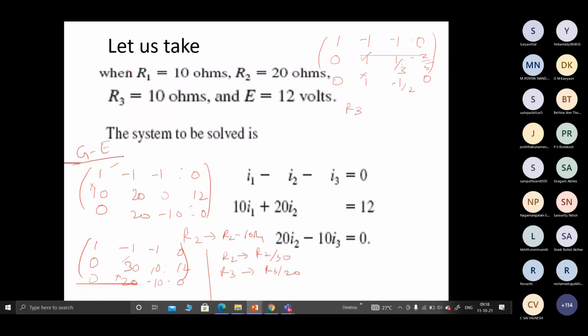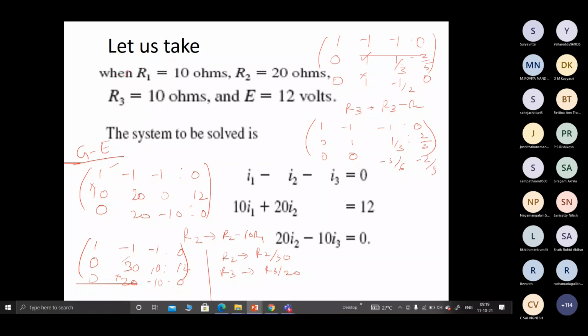So what is that? R3 equals R3 minus R2. 1, minus 1, minus 1, 0. 0, 1, 1 by 3. What is that? 2 by 5, right? Now what will happen? 0, 1 minus 1, 0. Then what is this? Tell me. This is subtraction. Minus 1 by 2, minus 1 by 3, minus 5 by 6. And then 0 minus 2 by 5, right?